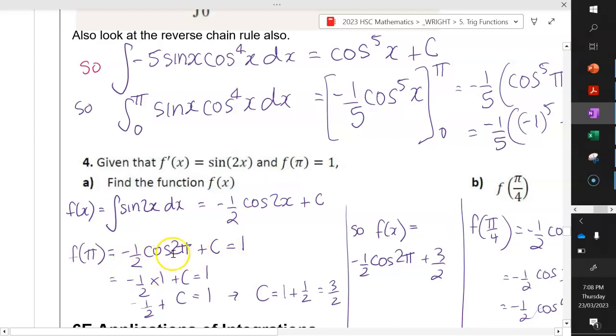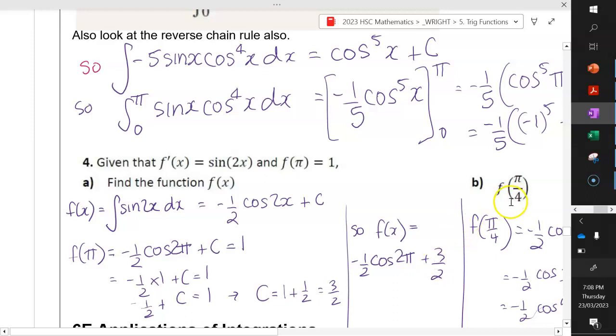So minus a half cos of 2 pi, that's where my x was, plus c is 1. 2 pi is 180 degrees. Cos of 180 is 1. So I get minus a half times 1 plus c is 1. Well, minus a half plus c is 1. Rearranging that to get c, we get 3 over 2. So my function becomes minus a half cos 2x plus 3 over 2.